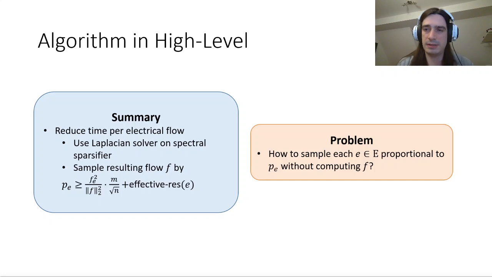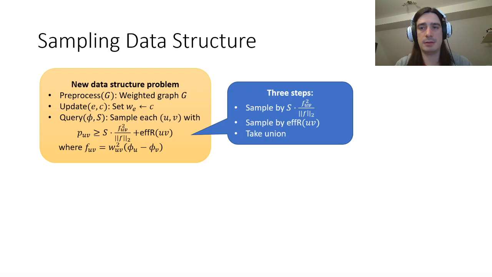Now, this kind of raises a new question, and that is, the point of sampling is that we do not want to compute the flow for every edge. But how can we perform the sampling if it depends on the flow? Kind of implies that we would need the flow in order to perform the sampling, right? So how can we perform the sampling without computing the entire flow? So what we do is we create a new data structure.